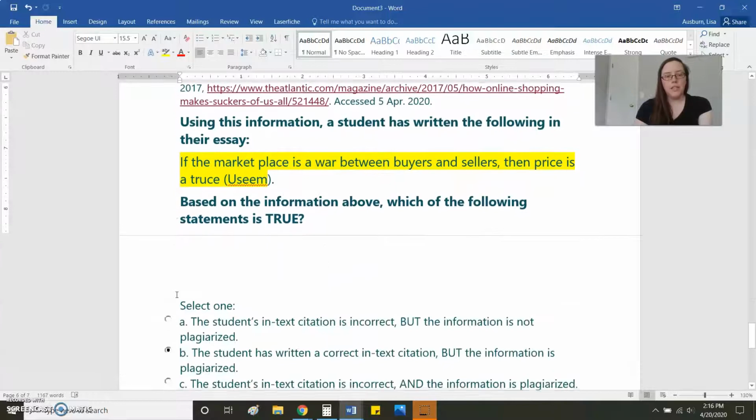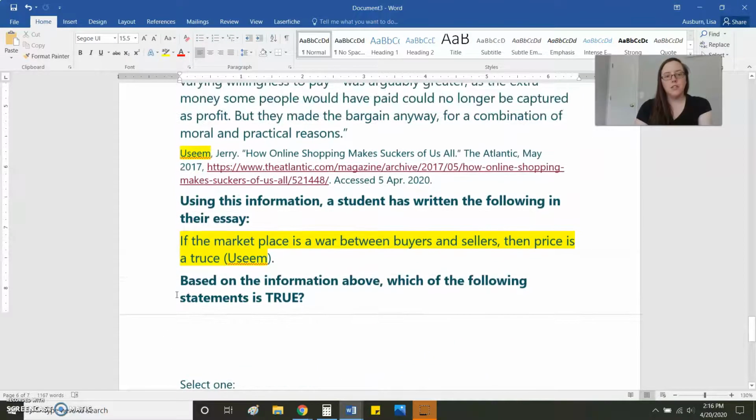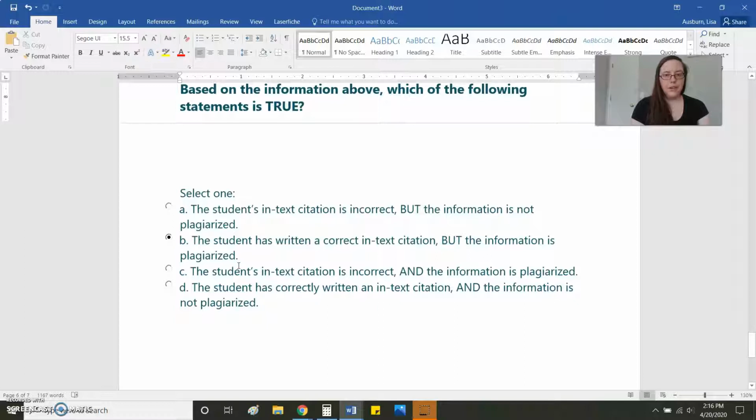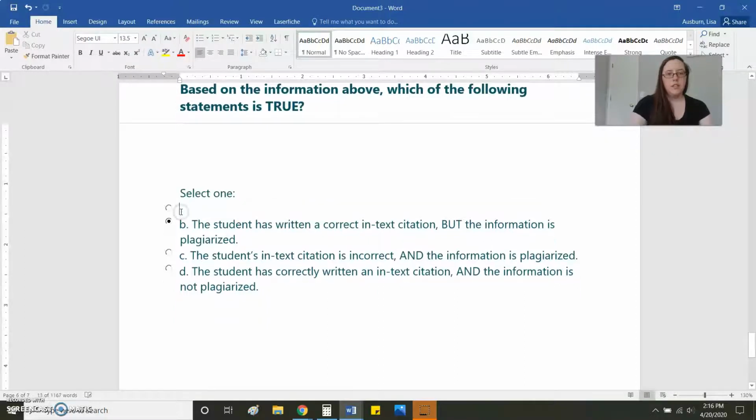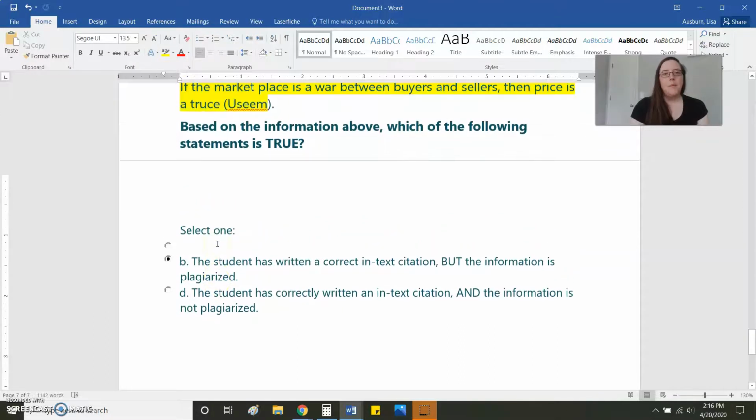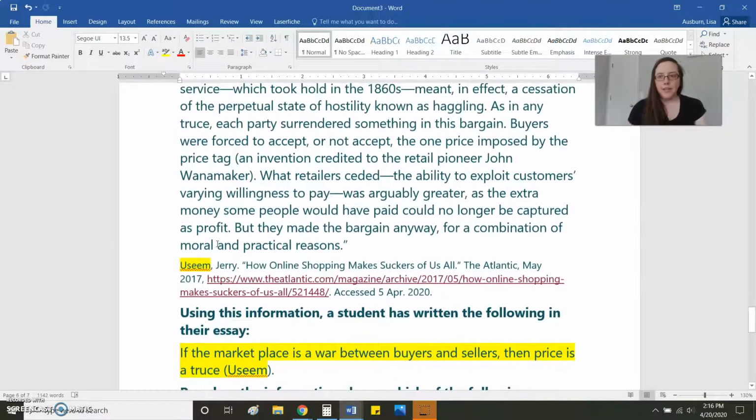All right, question one, is the in-text citation correct? Yes, it is. We have the author's last name. That's what comes first in the citation. We need that. It's in parentheses at the end. So we are good. That means that any of our answer choices that said the in-text citation is incorrect, we can rule those out. That's not going to be our answer. The in-text citation is incorrect. Okay, not this one either. So now for me, this is between B and D. Do we have a plagiarized sentence or has it been paraphrased?